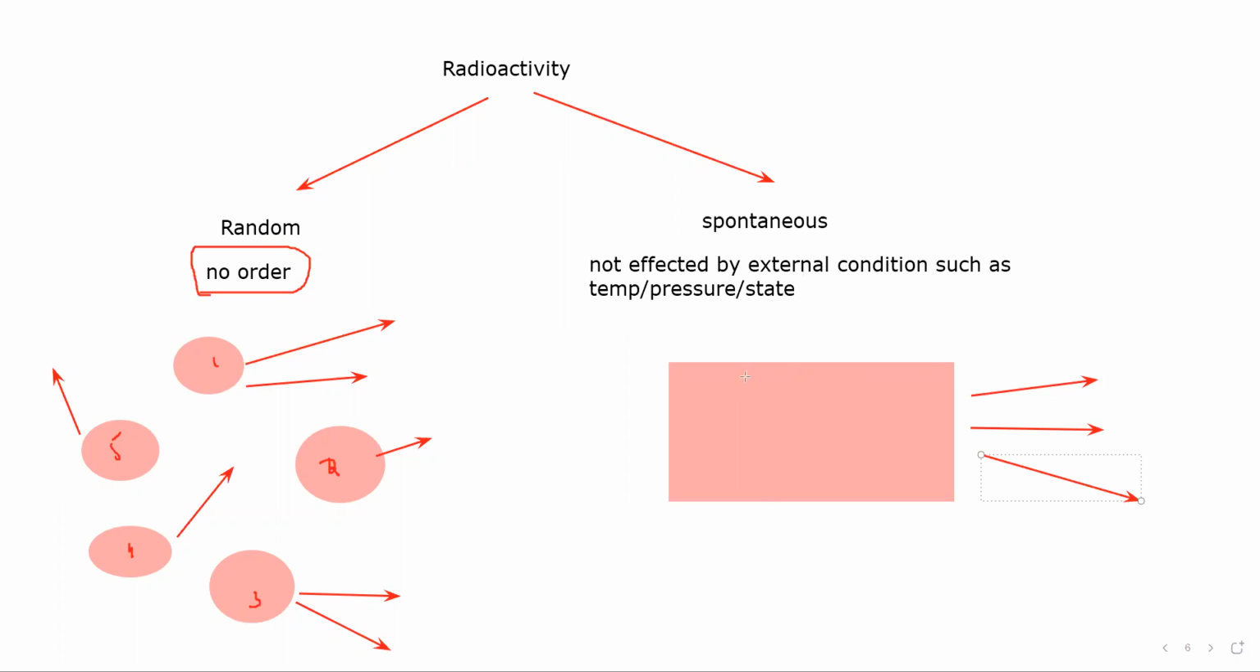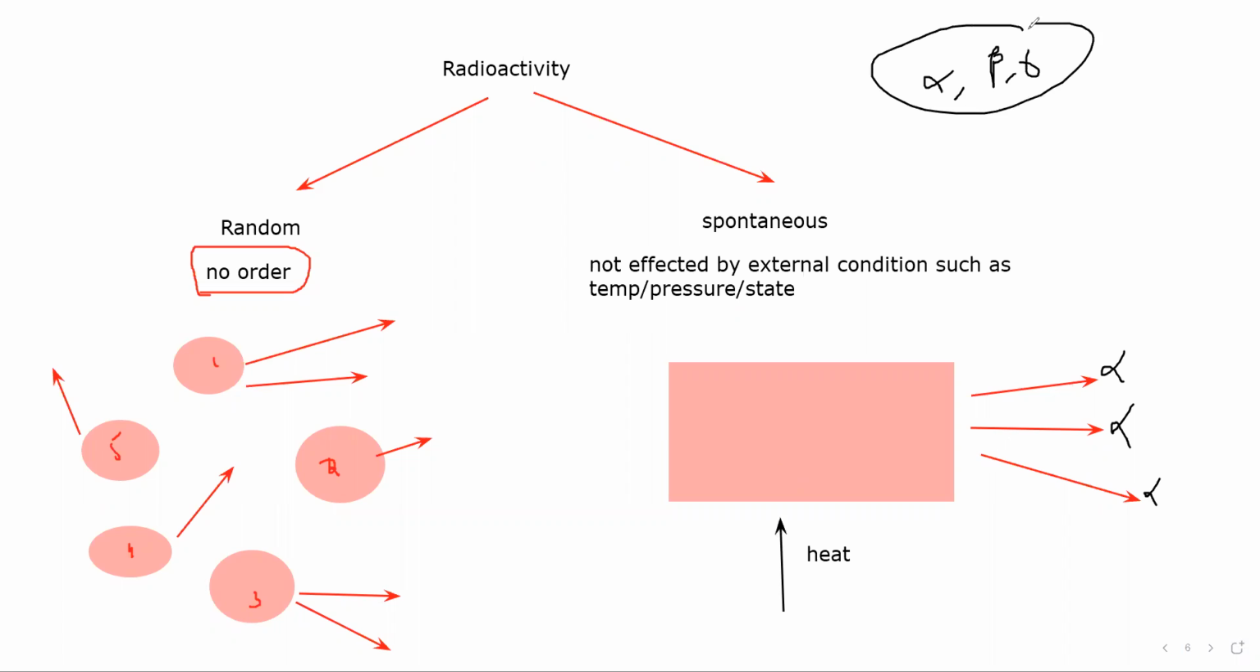Now I supply heat energy. Will it affect the amount of radioactive radiation? For example, it is emitting alpha radiation, because radiation can be of 3 types: alpha, beta, or gamma. So it is not affected. The temperature will rise, definitely. The thermal or heat radiation will increase. But radioactive radiation such as alpha, beta, and gamma are not affected by changing the state, the temperature, or the pressure of the substance. So radioactivity is random and spontaneous.